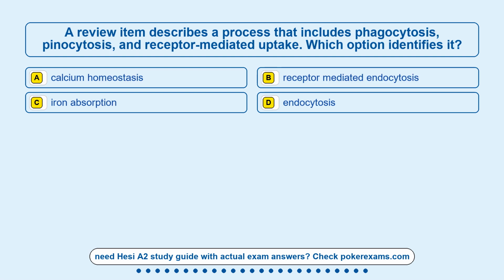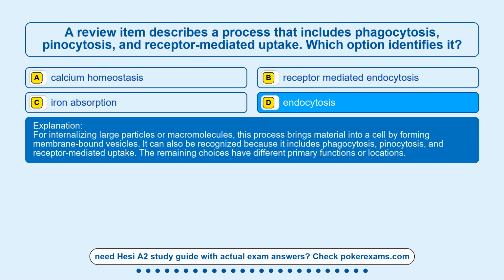Question 6. A review item describes a process that includes phagocytosis, pinocytosis, and receptor-mediated uptake. Which option identifies it? Option A, calcium homeostasis. Option B, receptor-mediated endocytosis. Option C, iron absorption. Option D, endocytosis. The correct answer is option D, endocytosis.